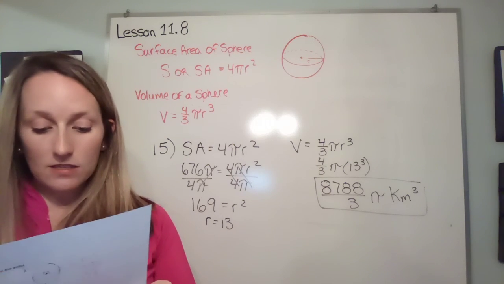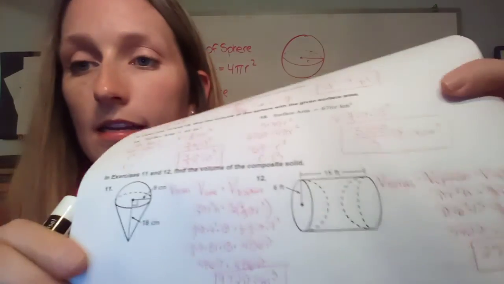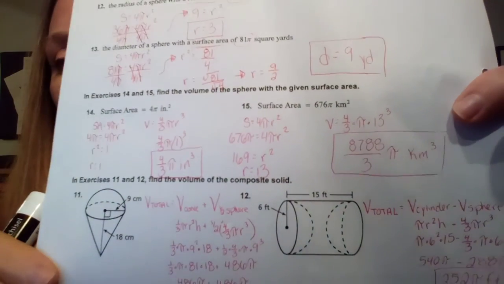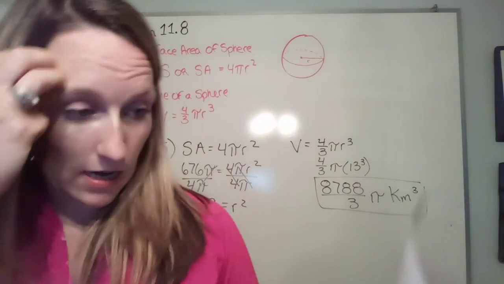All right, guys, that is all I'm going to do. The last two problems, which you can take a look at, it's one of those composite problems where you just have to find the volume of the different shapes and add them together. But I think that you can handle that on your own.